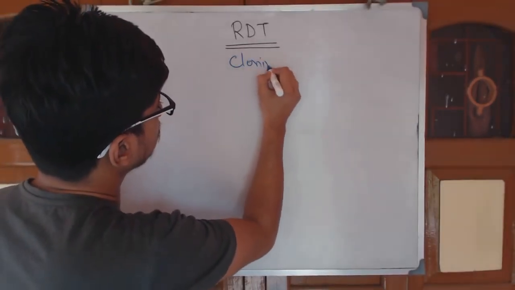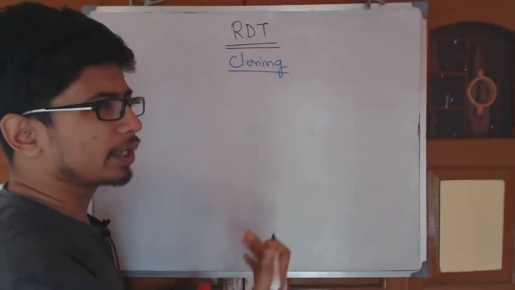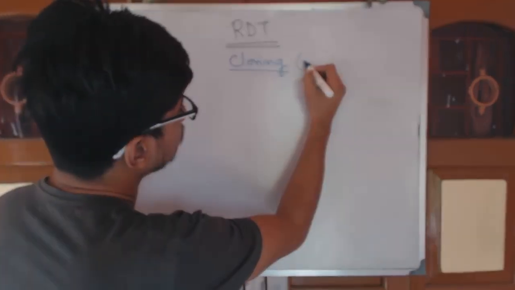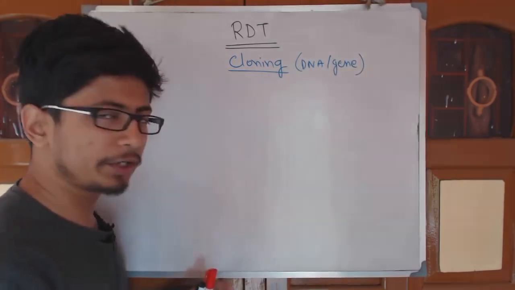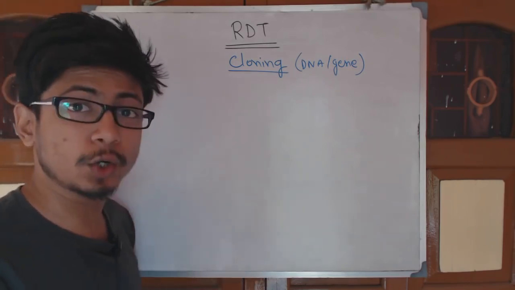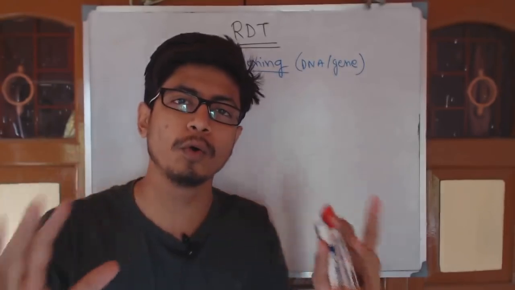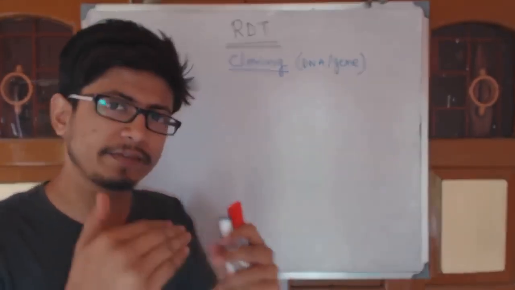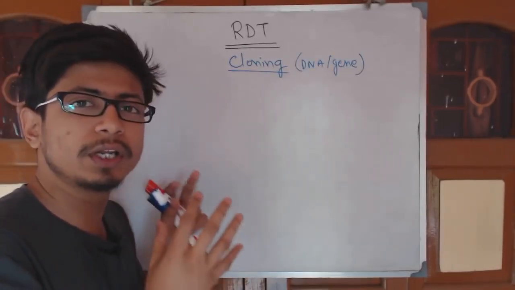That is the most important thing in recombinant DNA technology. The cloning, we call it DNA cloning, we call it gene cloning, whatever you can say. So it's DNA or gene cloning, or you can also say molecular cloning. So what is cloning? I'm going to give you a big picture, an overview of the whole process of molecular cloning. It has several different stages.